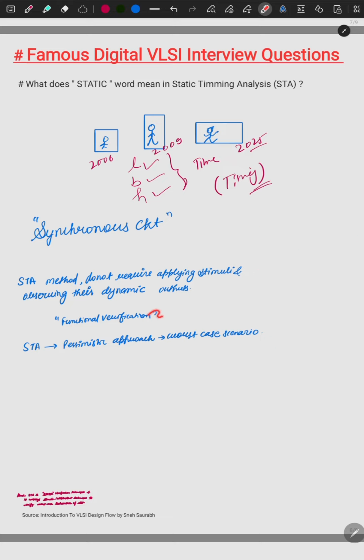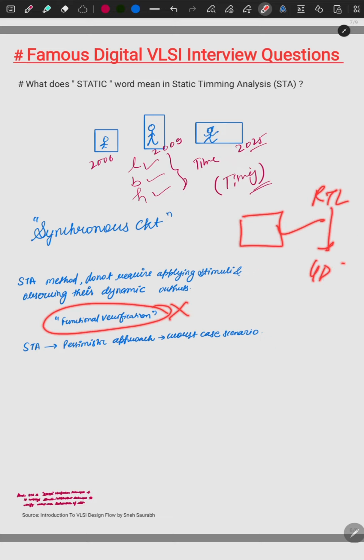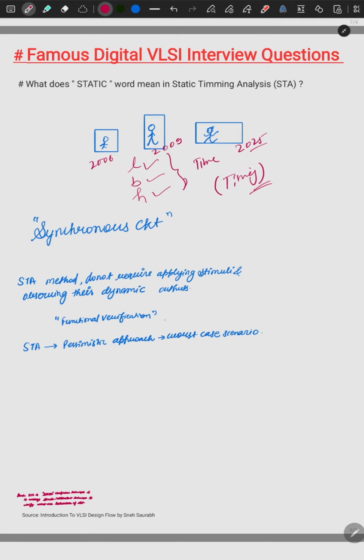In STA we are not performing functional verification, because that part has already been done when we move from RTL to GDS. So when STA comes, the functional verification has already been done, and we don't need to apply the stimuli and check what is happening.